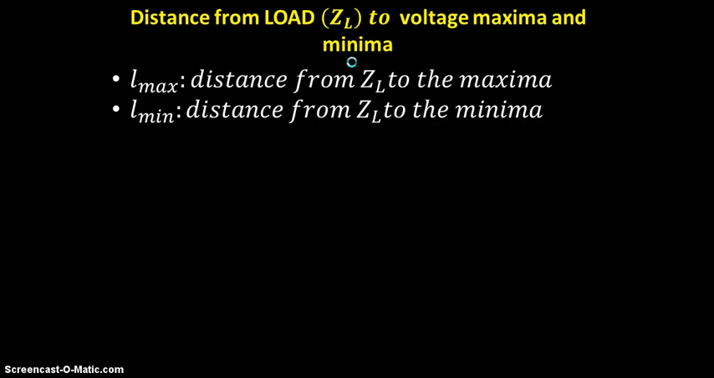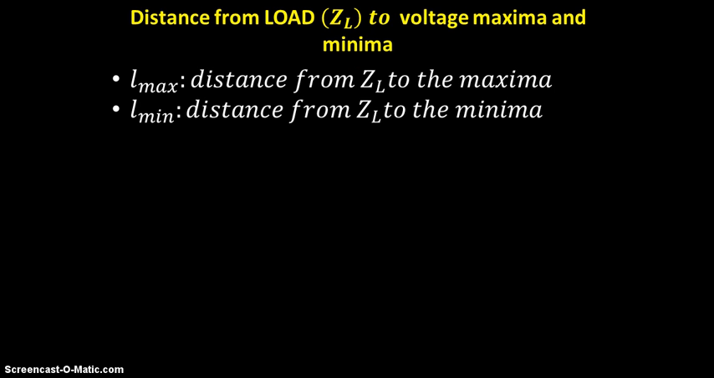Now what do you mean by L max and L min? L maximum is the distance from the load to the maxima, and L minimum is the distance from the load to the minima. That means to calculate L maximum, you have to calculate the distance from the load to the voltage maximum, and to calculate L minimum, you have to calculate the distance from the load to the voltage minimum.